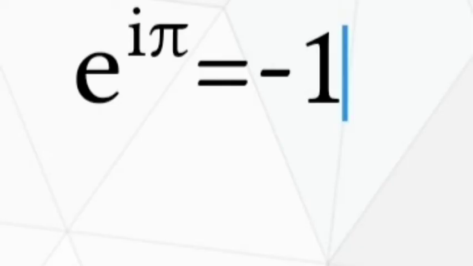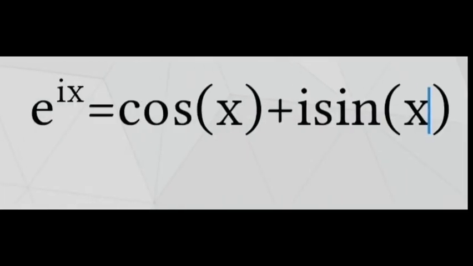Hi everyone, today I'm going to disprove group theory. First, proudly presenting to you group theory: e to the power i pi equals minus 1.